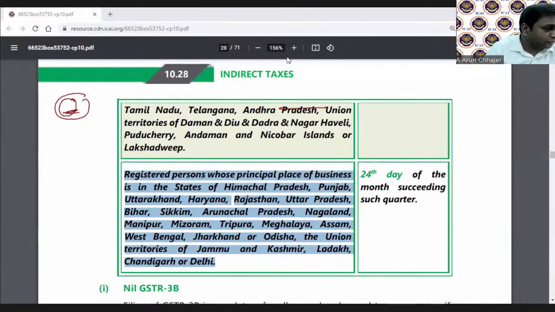Newly registered also of QRMP, yes. Is composition scheme and QRMP scheme? No, both are different. QRMP, we are talking about regular registration other than composition.